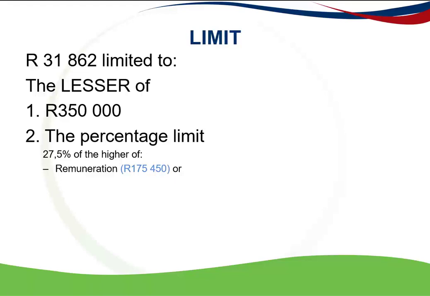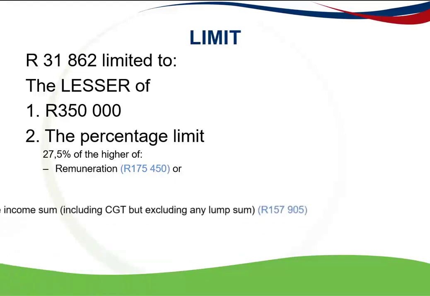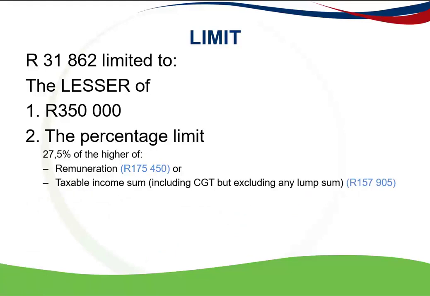175,450. In some instances, you'll have to calculate that yourself, and you will have had to do the study unit on prepaid taxes and know the definition of remuneration. Please remember that your remuneration is different to gross income. There's a specific inclusions of certain amounts, and it relates to employment. The second part of the percentage limit is that we must look at the taxable income, including capital gains tax, but excluding any lump sum.